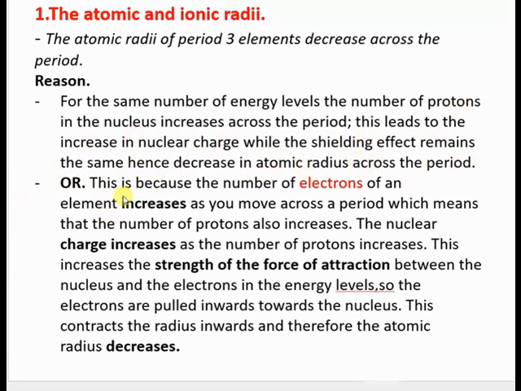Let us put it another way. This is because the number of electrons of an element increases as you move across a period, which means that the number of protons also increases. The nuclear charge increases as the number of protons increases. This increases the strength of the force of attraction between the nucleus and the electrons in the energy level. So the electrons are pulled inwards towards the nucleus. This contracts the radius inwards, and therefore the atomic radius decreases.